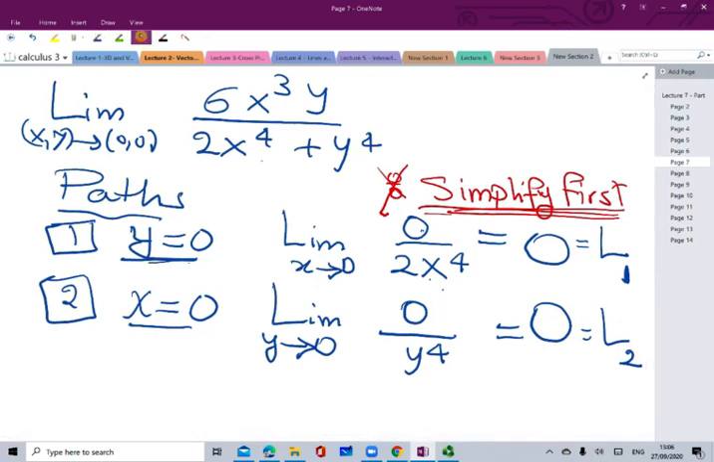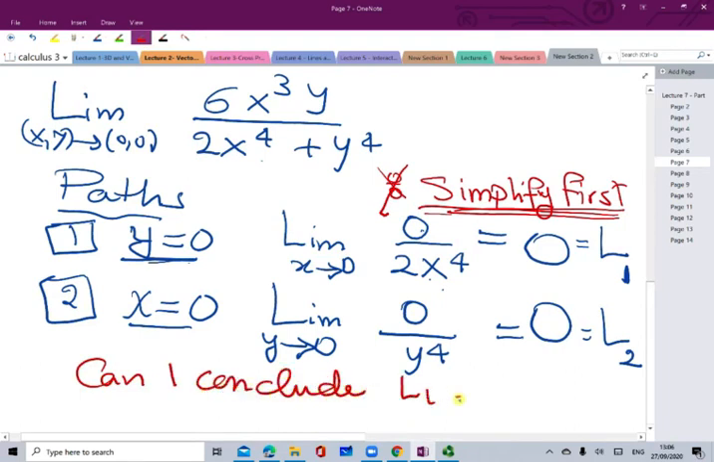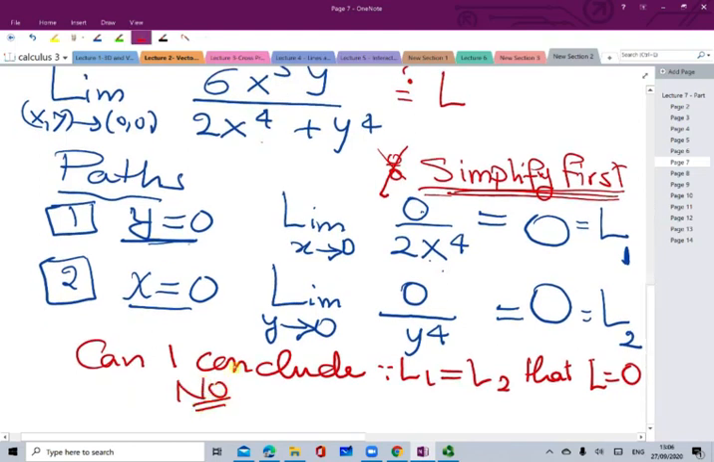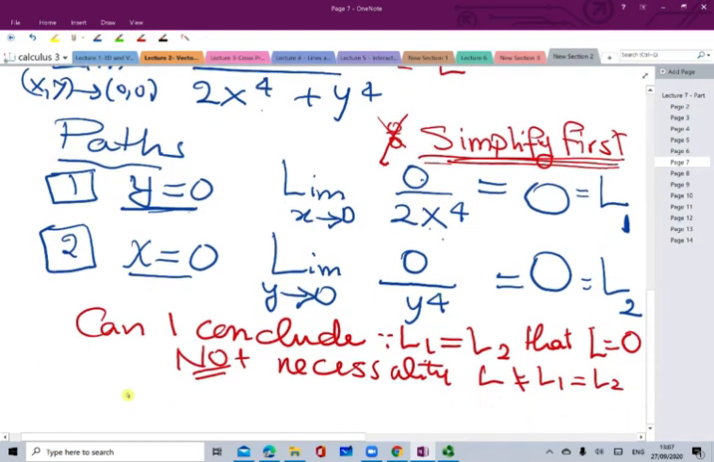Can I conclude now? We discussed this before, but let's ask again. Since L1 is equal to L2, both 0, can I conclude that the limit of the function is equal to 0? Does there exist a limit? Actually, no, I cannot conclude. Not necessarily, as if only along two paths the limits are equal, it's not necessarily that the limit will be these limits. So I have to continue on.